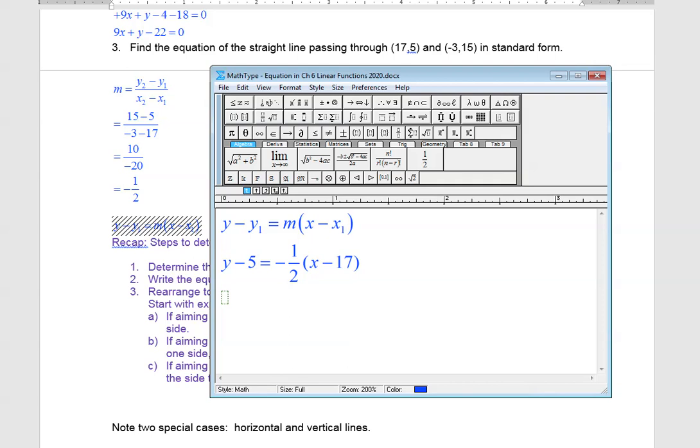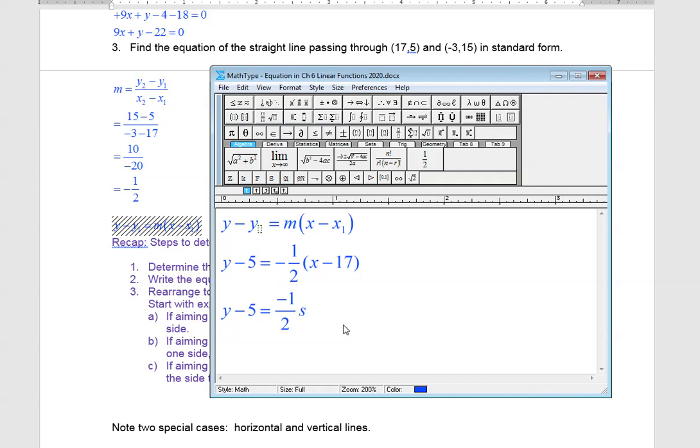So this one's going to be a little trickier because we have fractions to work with, but that's okay. So y minus 5 equals, same step again. As we did in standard form, we got to get rid of those brackets. You'll notice for all these, we got to get rid of the brackets. So we distribute that minus 1/2, we get minus 1/2 x.